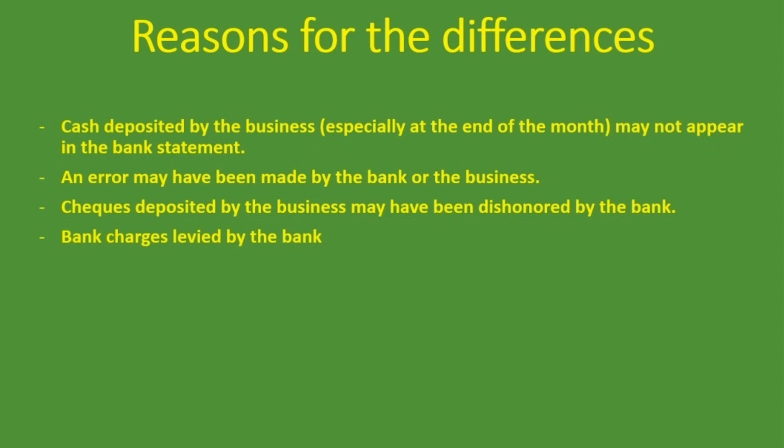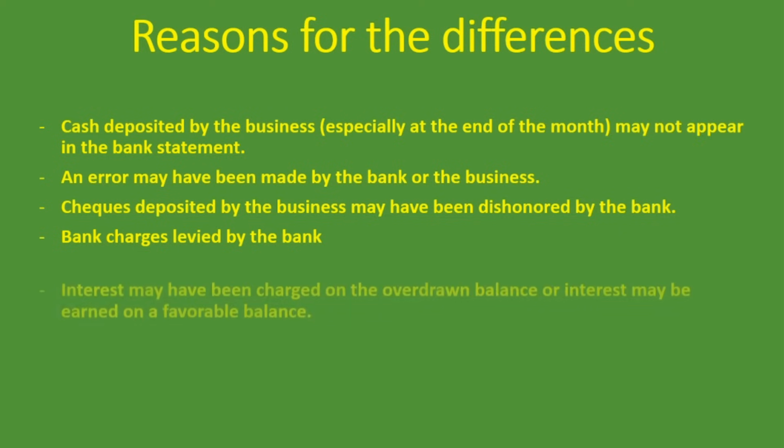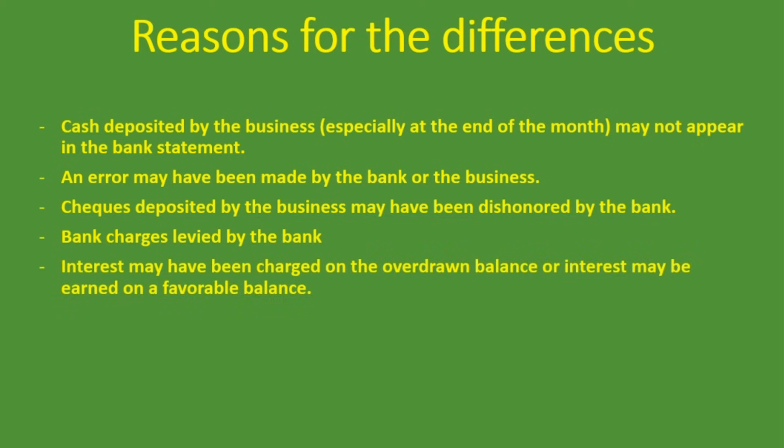Bank charges levied by the bank. Remember, we'll only know what our bank charges are when we receive the bank statement. So they would not appear in our books. So that is why the amounts will not be the same. Interest may have been charged on the overdrawn balance, or interest may be earned on a favorable balance. So again, the interest earned or charged will appear in the bank statement, but we'll need to receive the bank statement first for us to record it in our books.